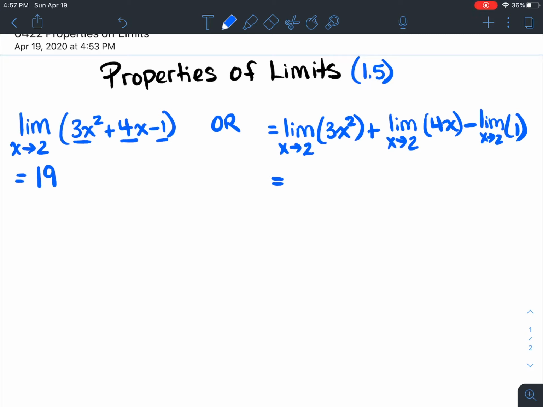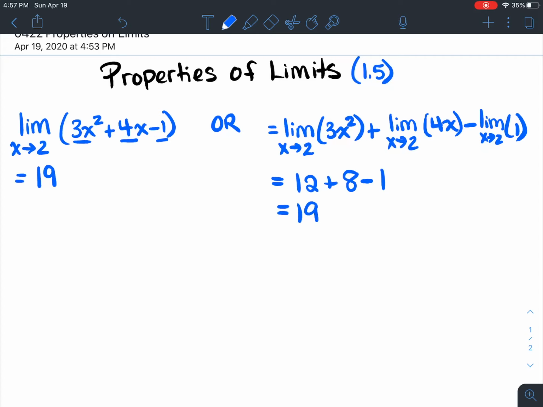For example, if I subbed 2 in, 2 squared is 4, 4 times 3 is 12, so that would equal 12. If I sub 2 in here, that would be 8. And the limit as x approaches 2 of 1 would still be 1. Oops, that's supposed to be a minus. So it would still equal 19. Yeah, that's just one of the properties.